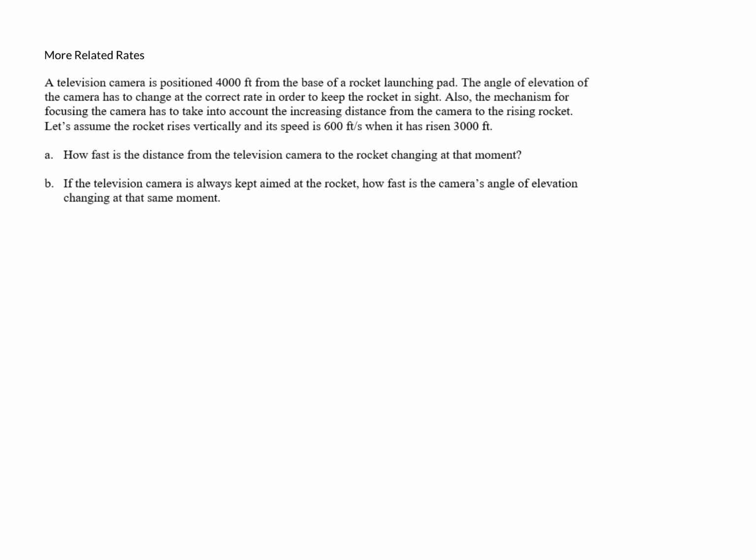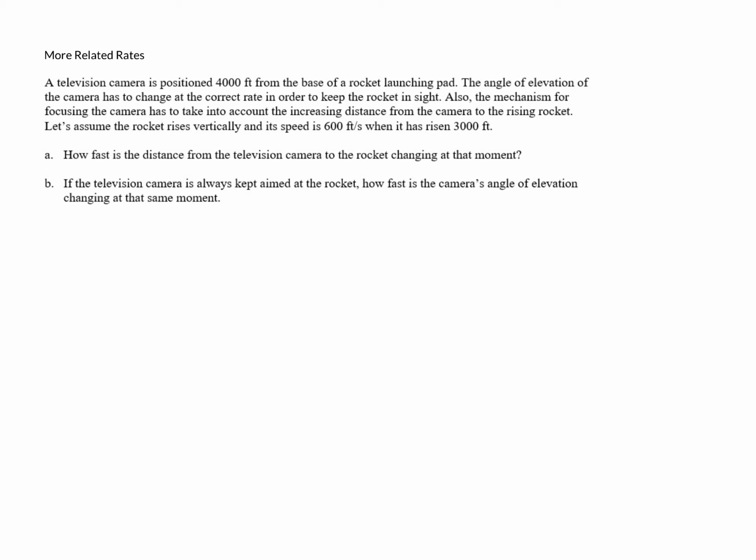All right, let's read it together. A television camera is positioned 4,000 feet from the base of a rocket launching pad. The angle of elevation of the camera has to change at the correct rate in order to keep the rocket in sight. Also, the mechanism for focusing the camera has to take into account the increasing distance from the camera to the rising rocket. Let's assume the rocket rises vertically and its speed is 600 feet per second when it has risen 3,000 feet. We've got two questions.